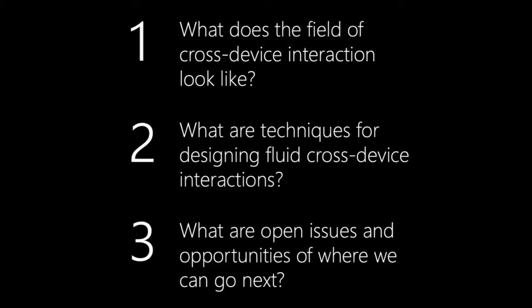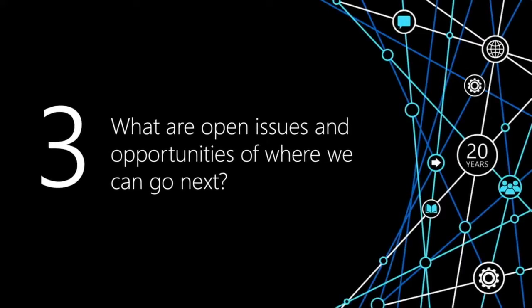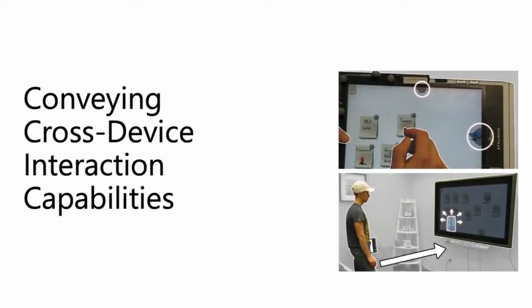I would close with the question of what are the open issues and where can we go next? Now, we synthesized 9 key themes and challenges and opportunities in our taxonomy. And due to time constraints, I'll only focus on 3 of those. First, how do we tell people what they can do with their devices and how to do it? And that's a relatively general problem in HCI for sure.